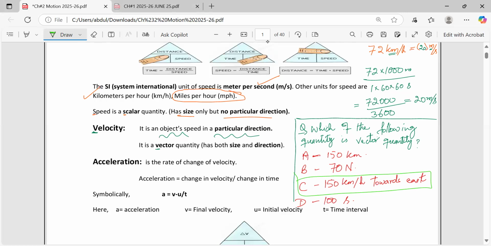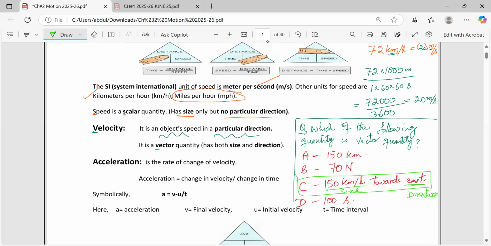C. Why? See, magnitude is there. I will write size. And this is what? Direction. So size as well as direction, both are available with C. So C is a vector quantity. Basically, this is the velocity of a body. 150 kilometers is a distance. 70 Newton is simply a force, but no particular direction is mentioned. D is simply time, but C is velocity because it is speed in a particular direction.